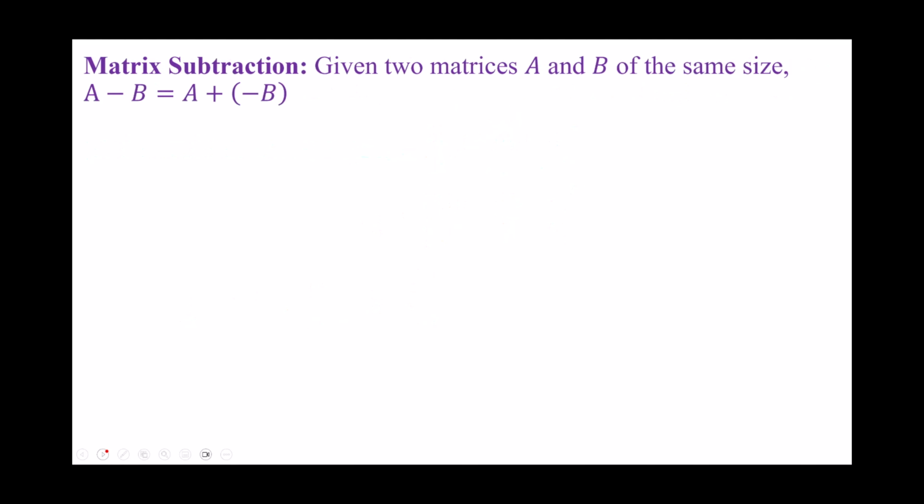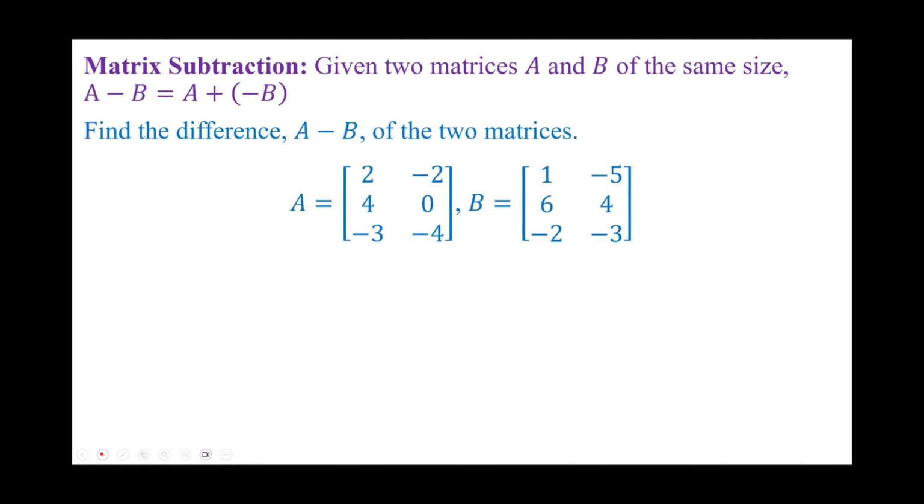Matrix subtraction is just adding the opposite. Same with real number subtraction. If I take 9 minus 5, that's the same as 9 plus a -5. It works the same way with matrices. So if I want to subtract or find the difference of these two matrices, A minus B, that will equal A plus the opposite of B. So I'll change all the signs on B.